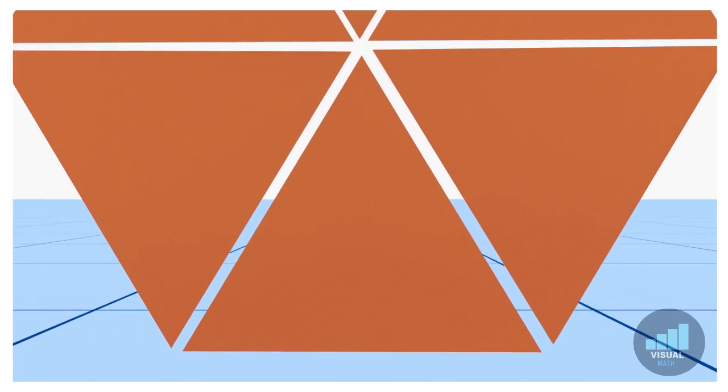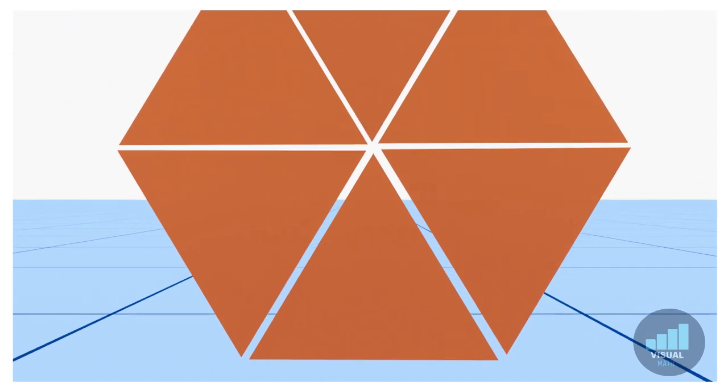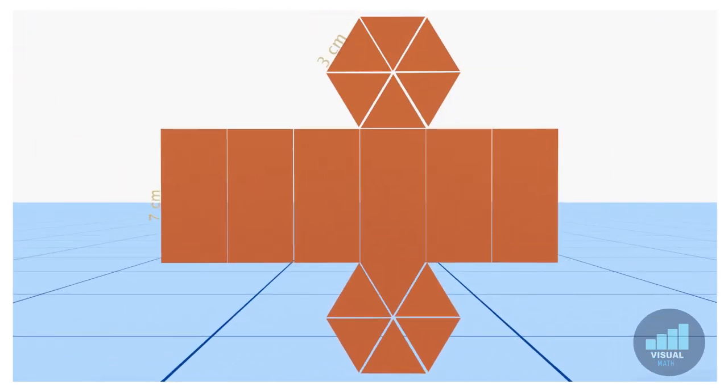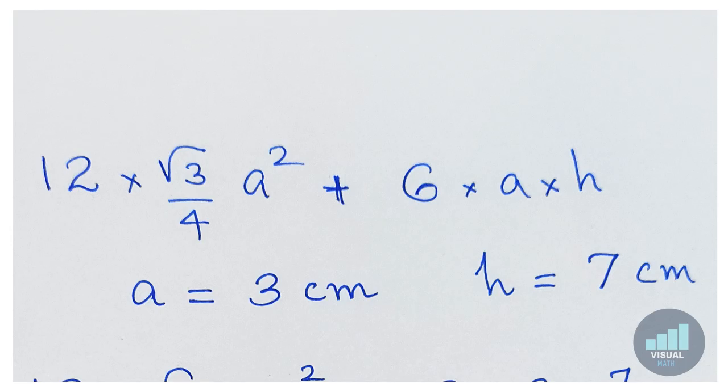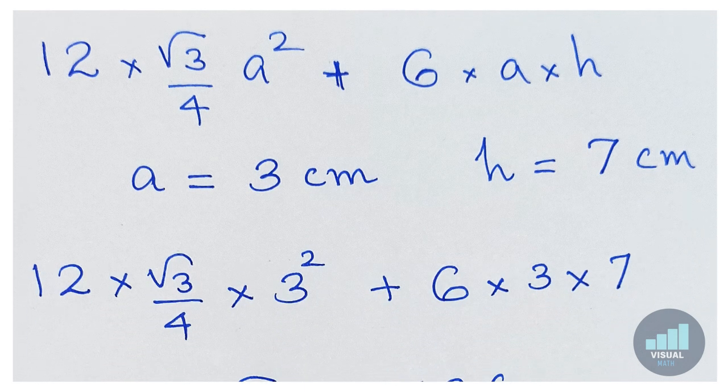To find the area of an equilateral triangle, you can use this formula: square root of 3 divided by 4 multiplied by a squared, where a is the length of one side of the triangle. We have a total of 12 triangles from both sides, so the formula becomes 12 multiplied by the square root of 3 divided by 4, and then multiplied by a squared. To this result, we need to add 6 multiplied by the length and the breadth of the rectangles.